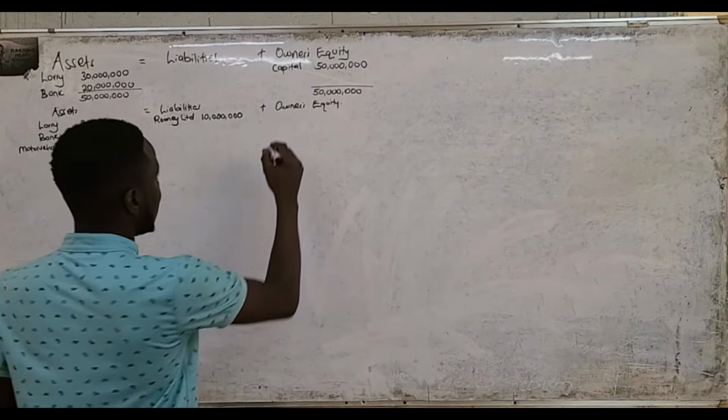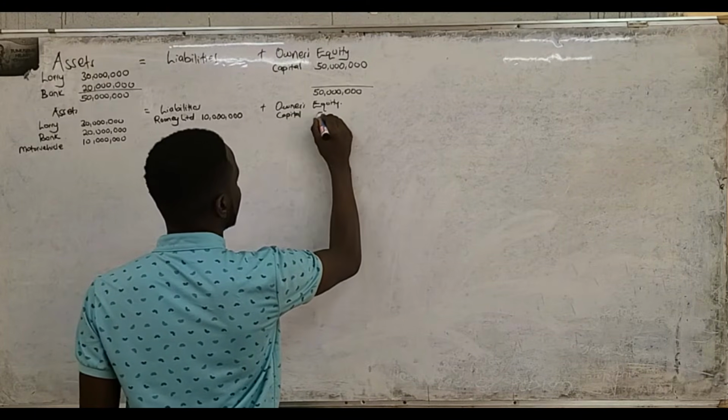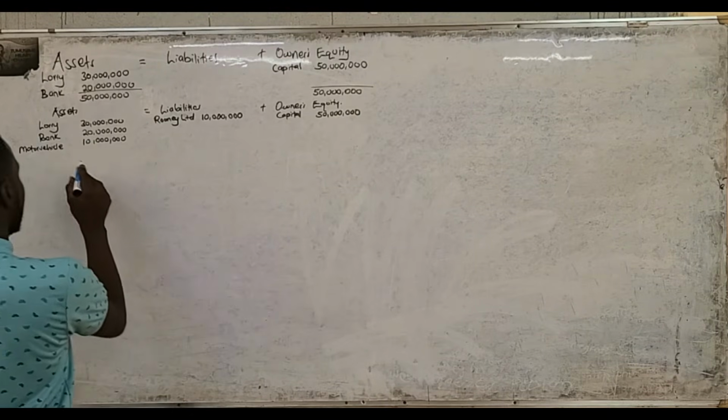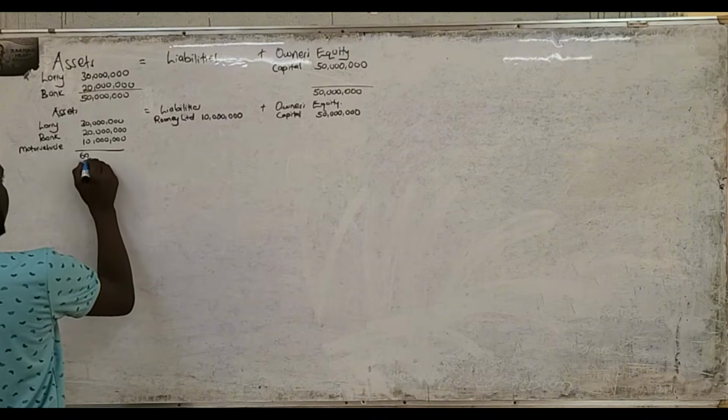Then we shall come here and we say our capital will remain as 50 millions. So when you add up here, this is 60.